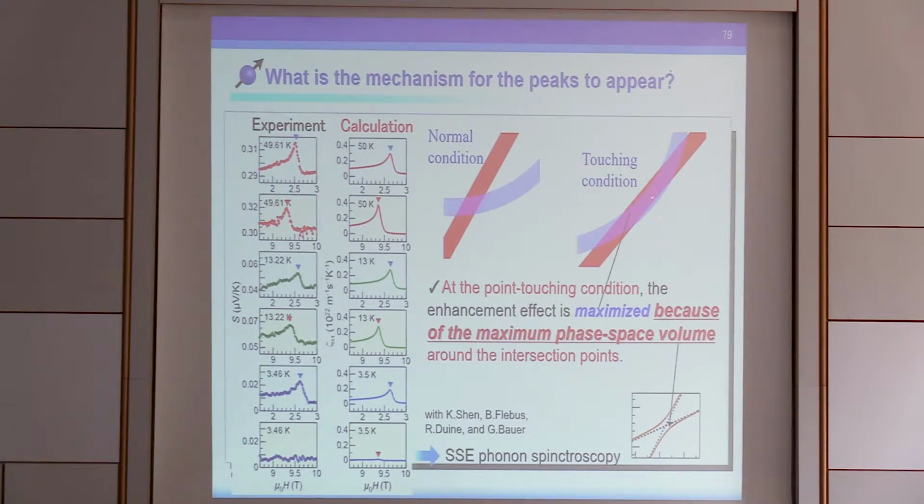Furthermore, at a point touching condition, the group velocity of phonon and the spin wave coincide. Which means that hybridization should be strengthened in this point touching condition. So, this is the reason for the peak to appear in the spin Seebeck effect.